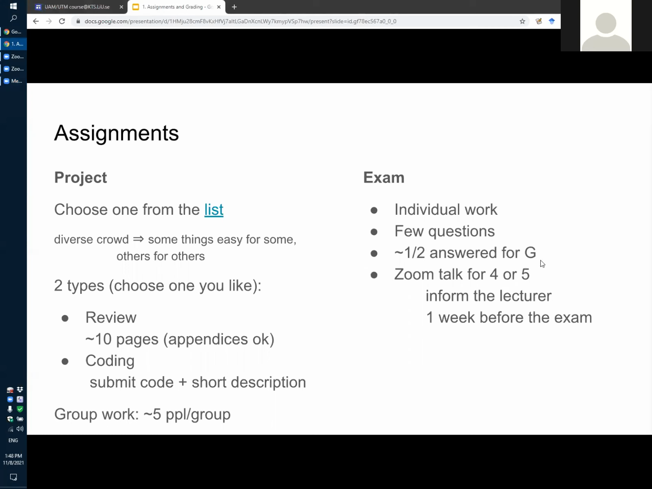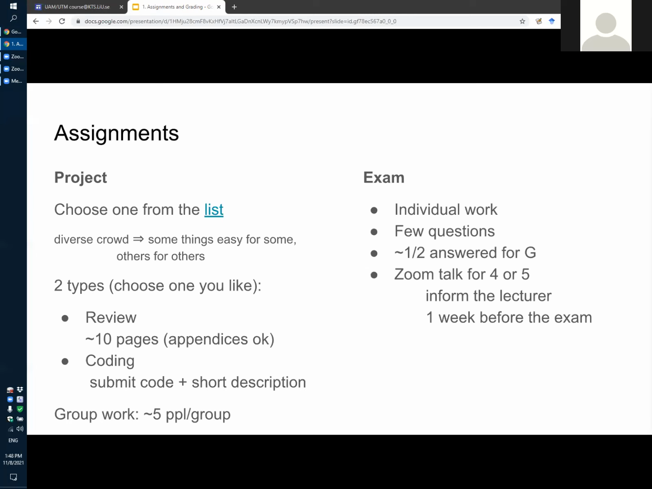So if you just want to pass the course, you have to get half of the points. If you want a grade of 4 or a 5, you have to inform me at least 1 week before the exam, and then I will schedule a talk with you about your solutions. I will ask you how you solved the problems and so on, and then you will get a higher grade.